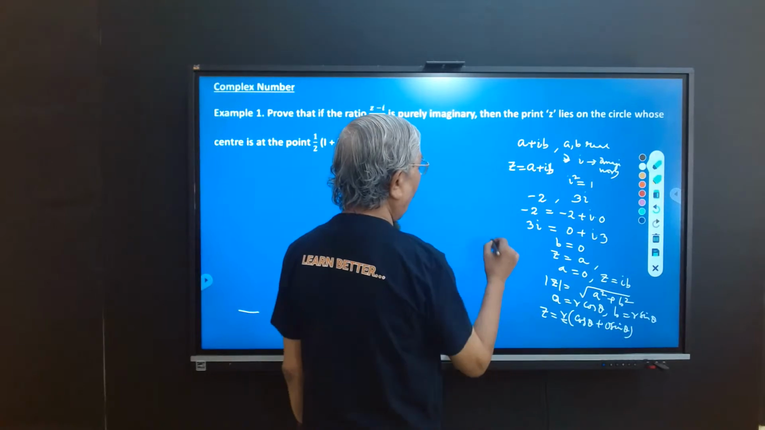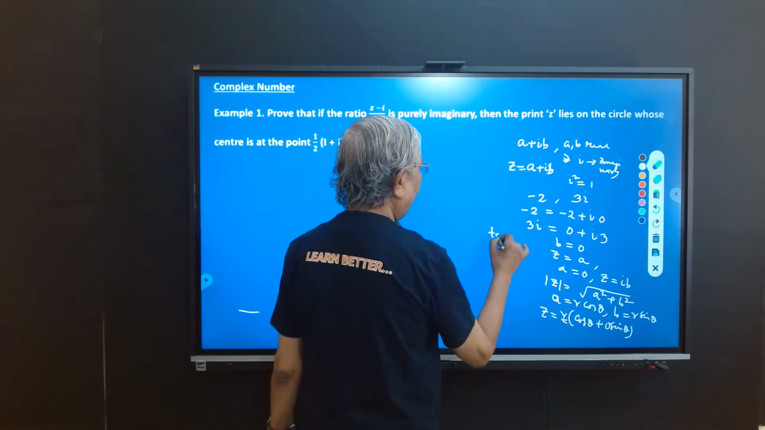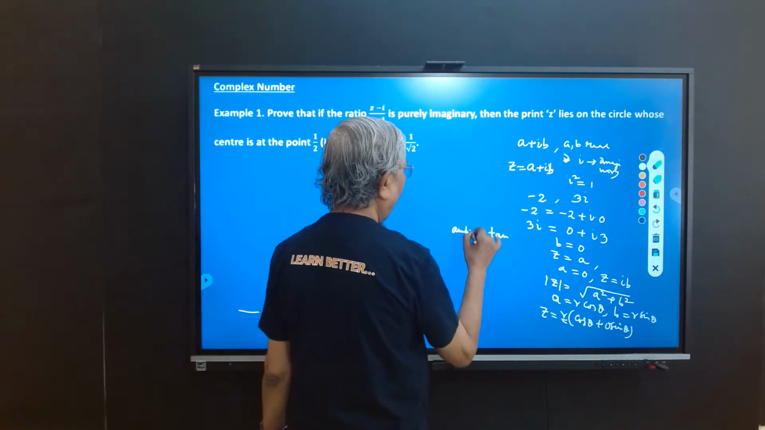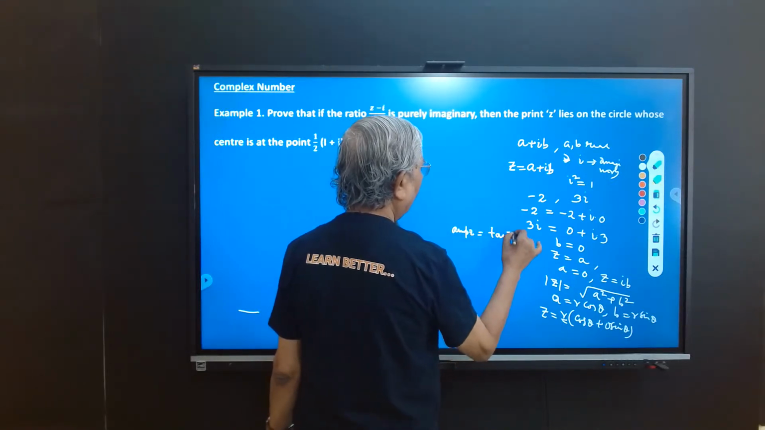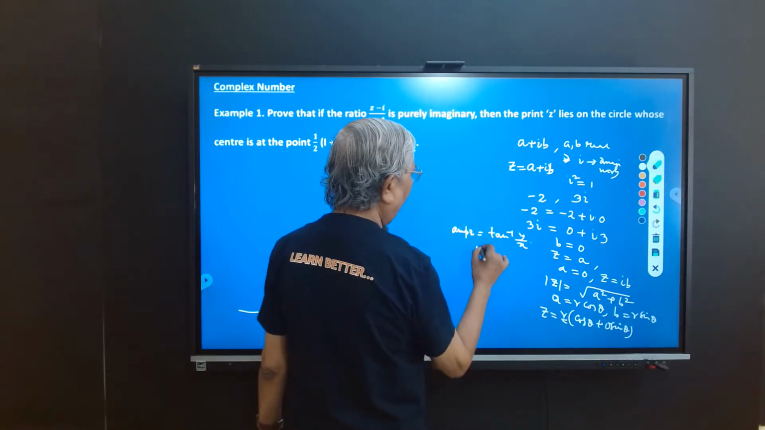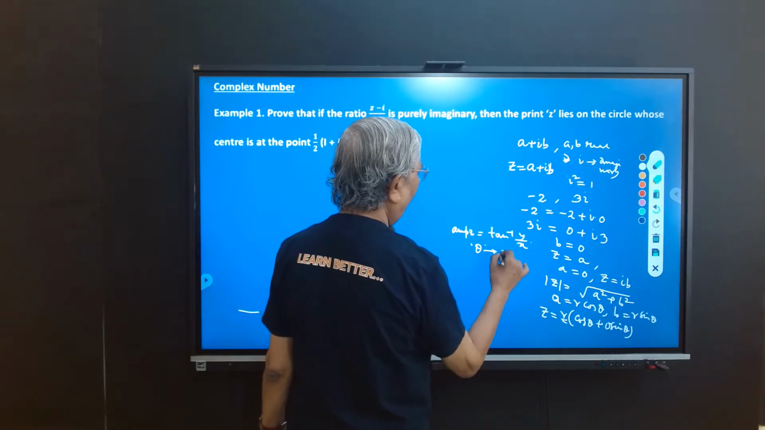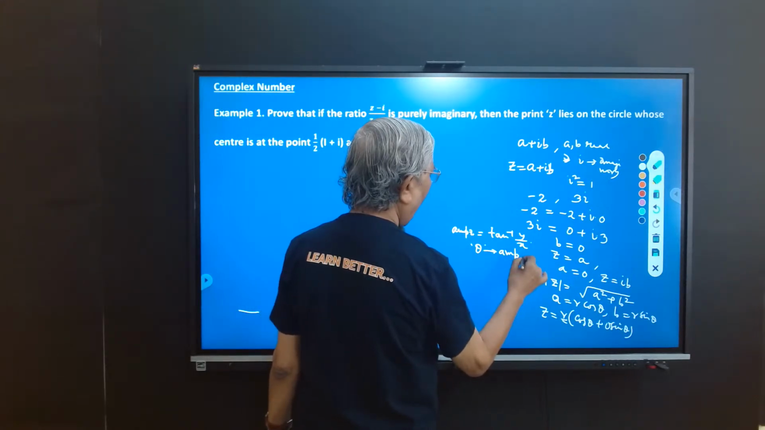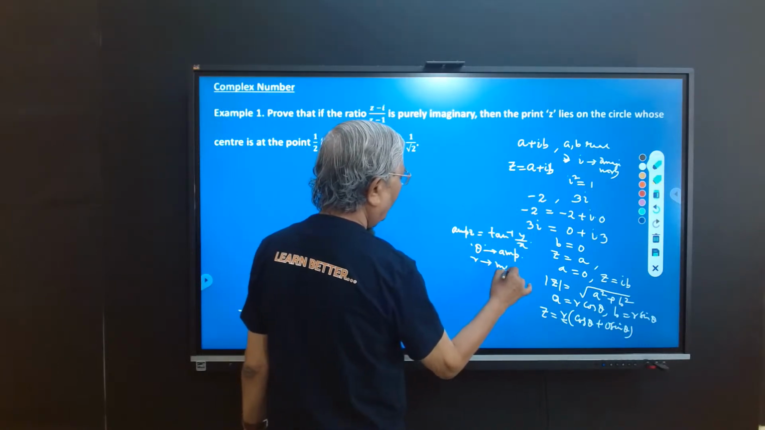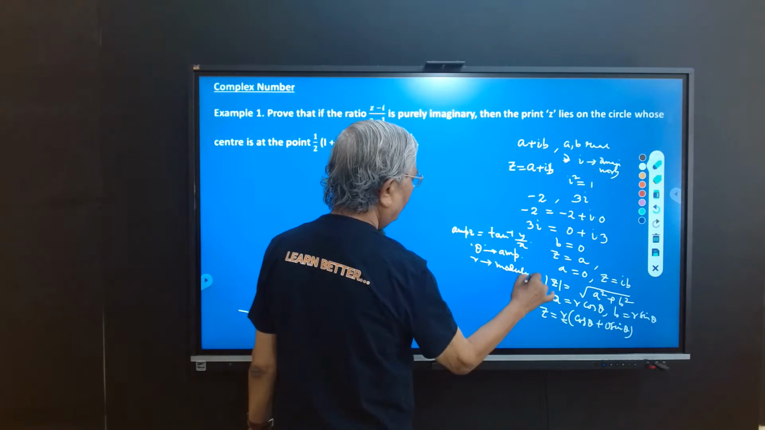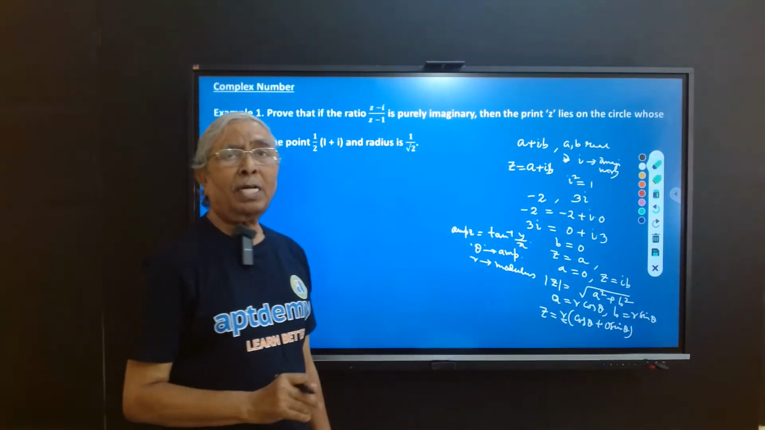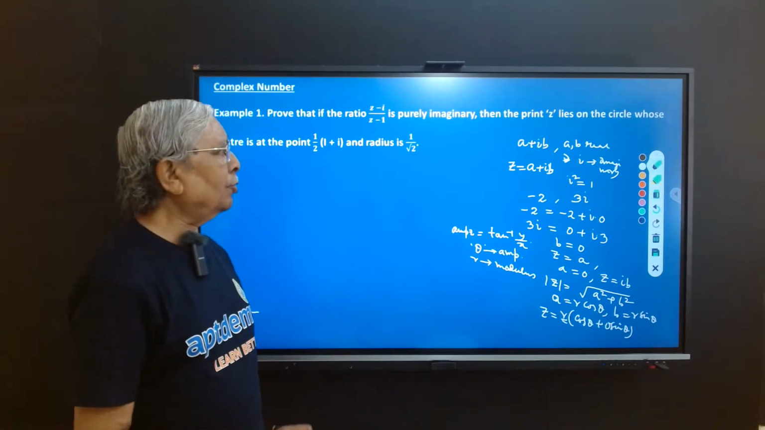And what is the amplitude? You can say that the amplitude of the complex number, amplitude of z, is tan inverse y by x. And here theta is the amplitude, and r is the modulus in the polar form. So this is the definition of the complex number and their modulus and amplitude.